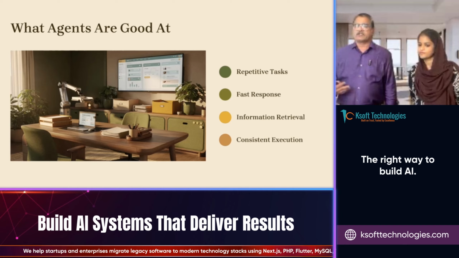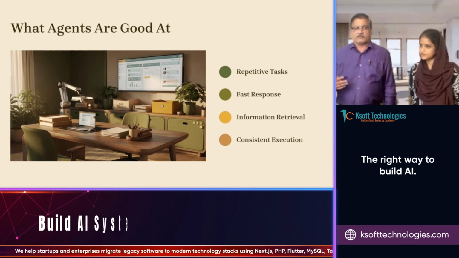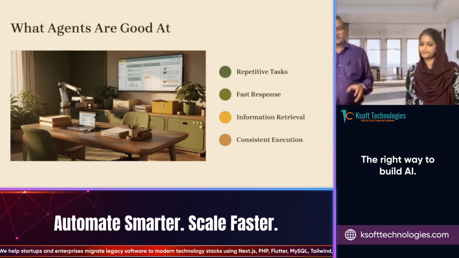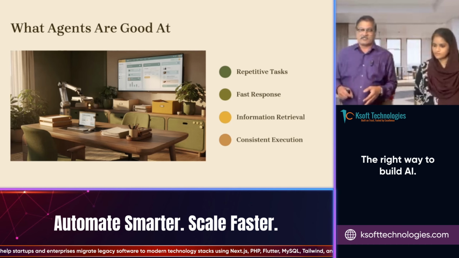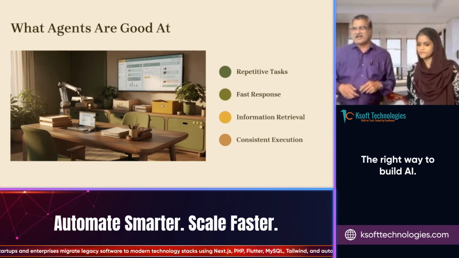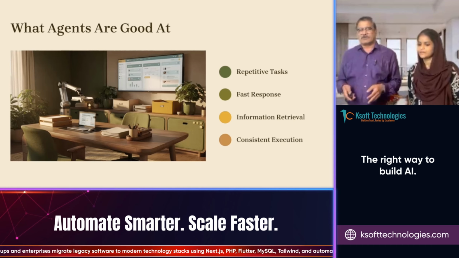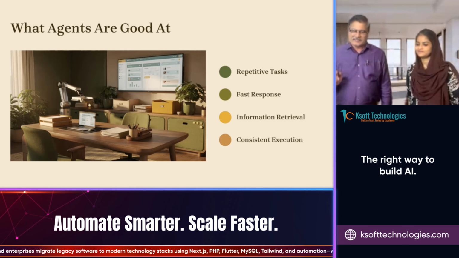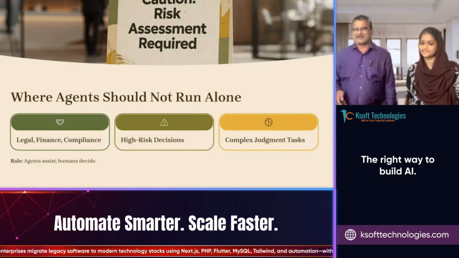And information retrieval, fine, we say agents are good at it, but it's never as good as a human being. Human beings retrieve information faster than the agents and the computers. And consistent execution, yes, it keeps on working. It doesn't ask for a holiday. It doesn't need to go for lunch or coffee, nor for a smoke. It is available for you always.